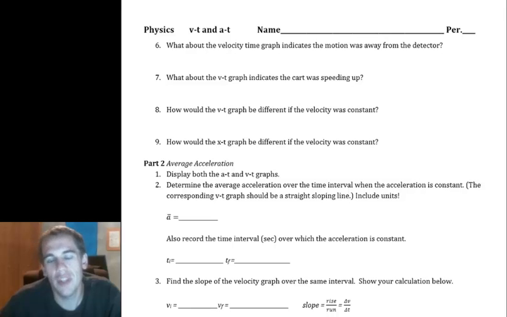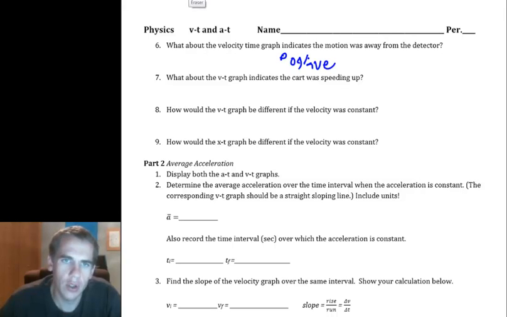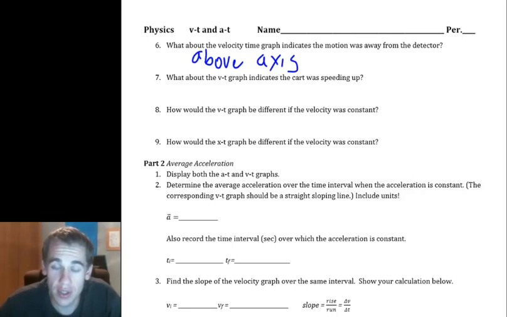So these questions are pretty straightforward. What about the velocity time graph indicates the motion was away? Well, it was all positive, right? It was all above the axis. Wow, that almost looks like a word. So I'll try that again. Above axis. Do it that way. What about the velocity time graph indicates the cart was speeding up? Slopes up, right? It started at 0 and it got further from 0, so we know it got further from the axis. It's speeding up.